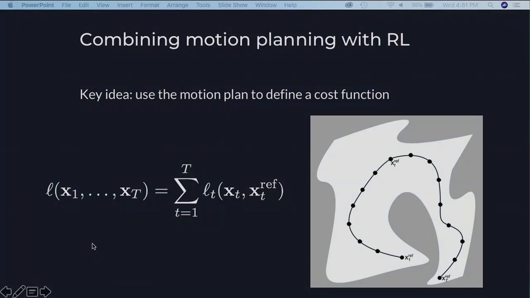Okay, so what can we do? Our approach combines the complementary strengths of motion planning and reinforcement learning in the following way. The motion plan is used to define a cost function, and by minimizing this cost function, we will encourage the policy to follow the reference trajectory set forth by the motion plan. So this L_t could be, for example, the Euclidean distance between the end effector position at time t and the reference position at time t.